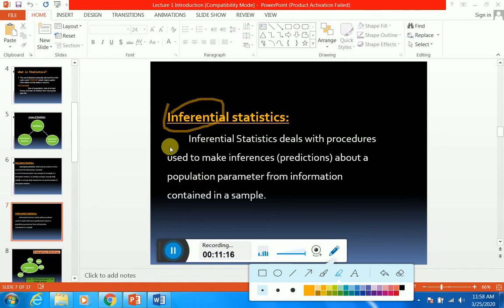Now according to this definition, inferential statistics deals with procedures, methods used to make inferences. Inferences mean predictions, conclusions, results about a population parameter from information contained in a sample. In other words, we can say that inferential statistics are the techniques, methods that allow us to study samples and then make generalizations about the populations from which they are selected.